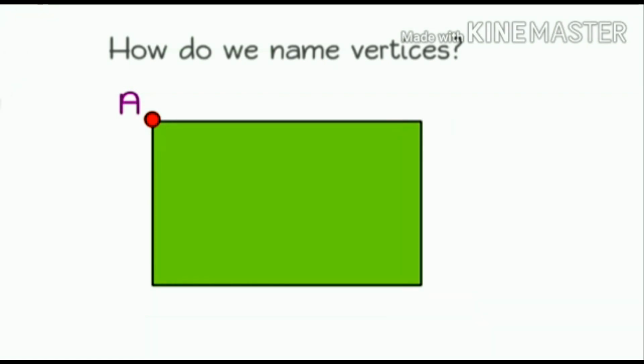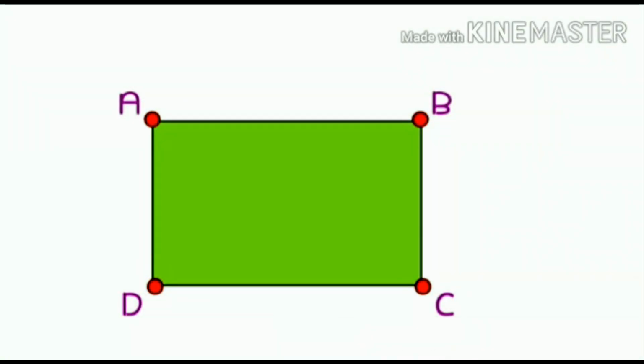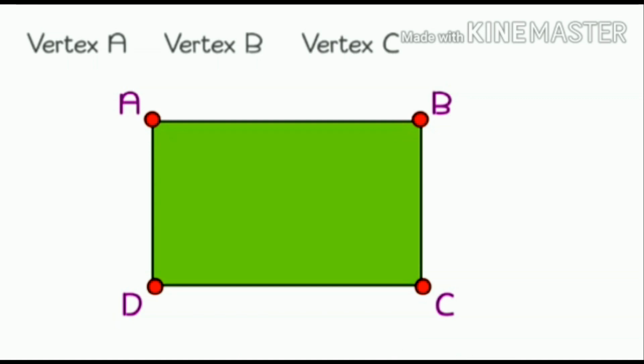If we start with vertex A, we can even go around the other way and name them vertex B, C and D like this. We cannot name the vertices B, C and D like this. This is wrong. We know how to name the vertices. We call them vertex A, vertex B, vertex C and vertex D.